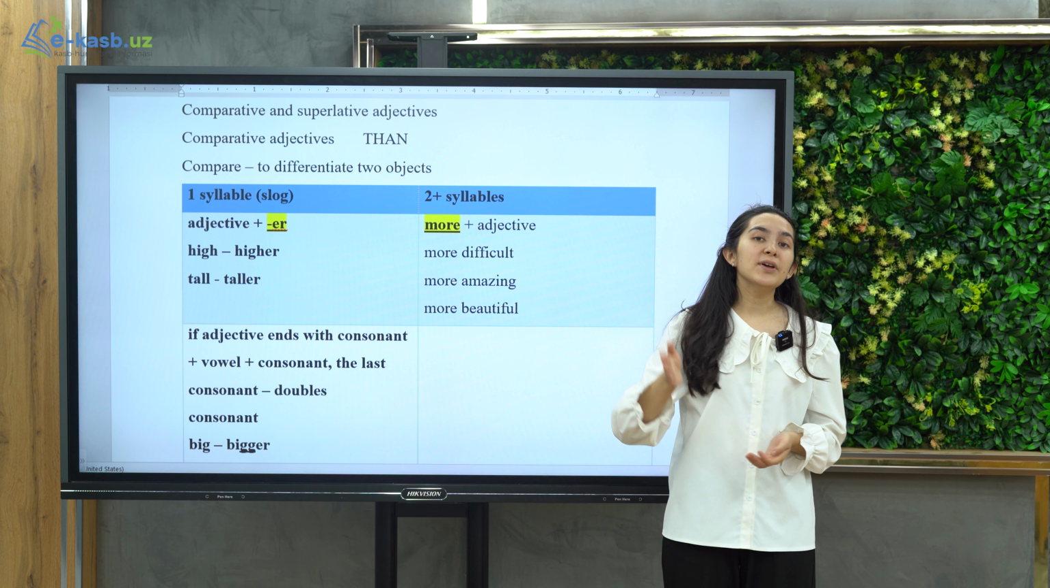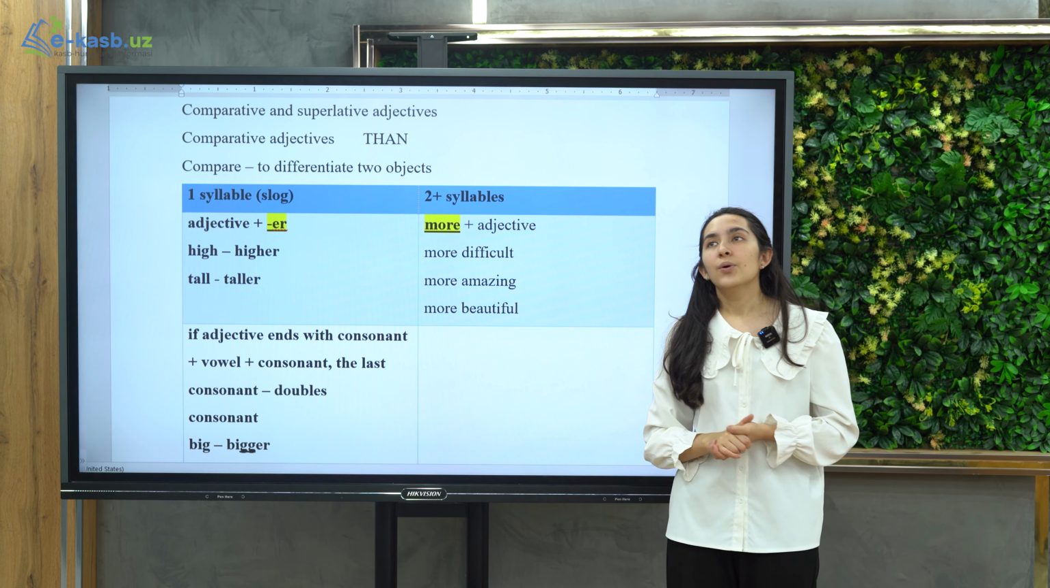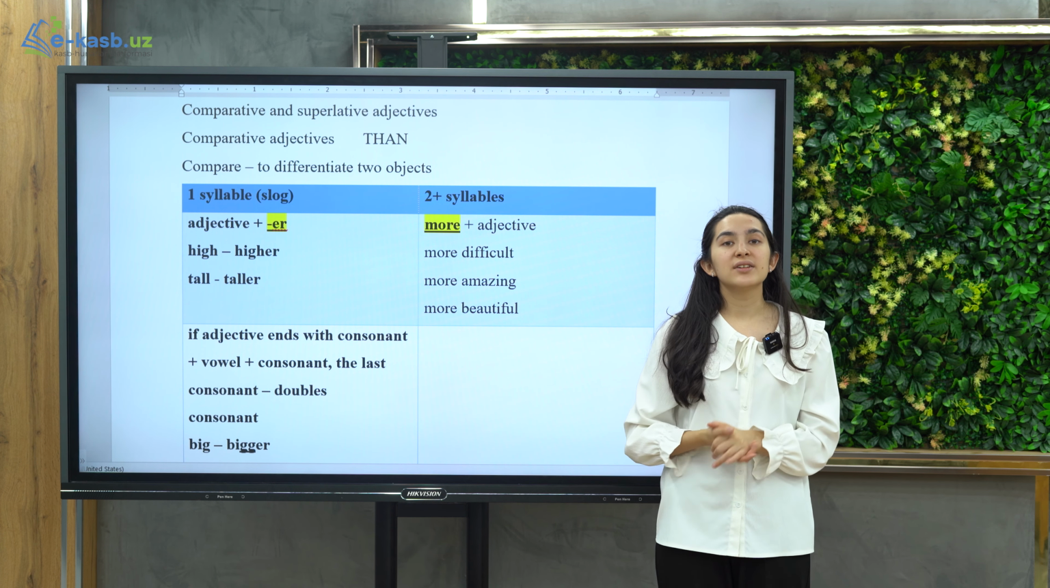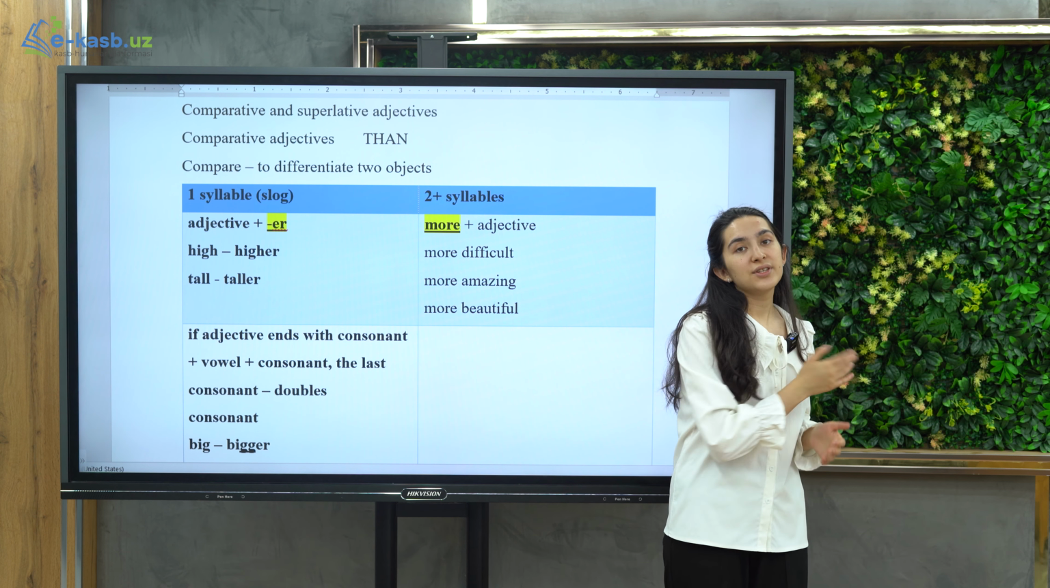This TV is bigger than TV in my home. Or today the weather is hotter than it was yesterday.